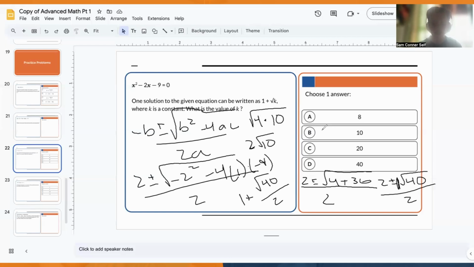So actually, the answer is going to be B because, remember, this 2 times the square root of 10 is still divided by 2, and these cancel out to get 1 plus the square root of 10, which would make k 10, and the answer B.